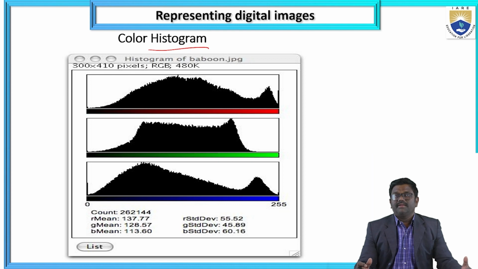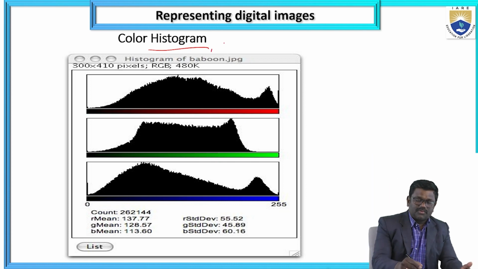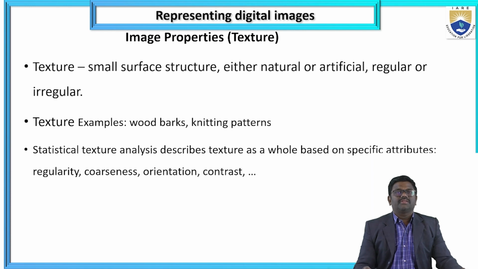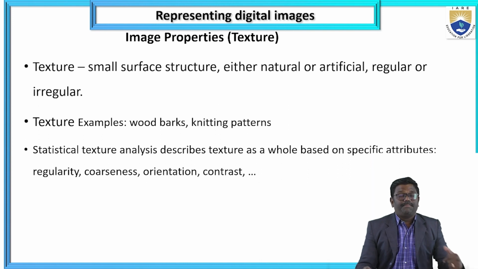You want to calculate, while you are compressing, whether the intensity of any pixels is reduced or increased, which we can understand from the histogram. Now the image properties, we keep in terms of structure, which we call small surface structure, either natural or artificial, or we may say regular or irregular. That structure is usually wood, bricks or knitting patterns.